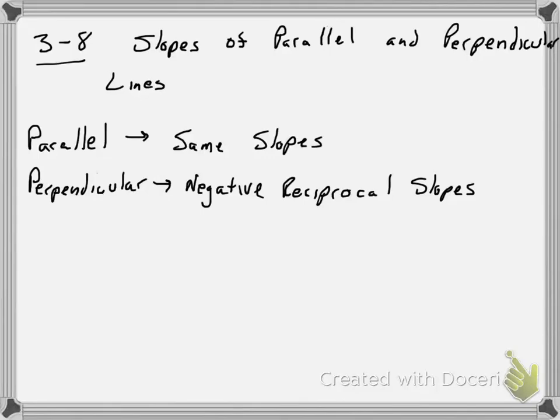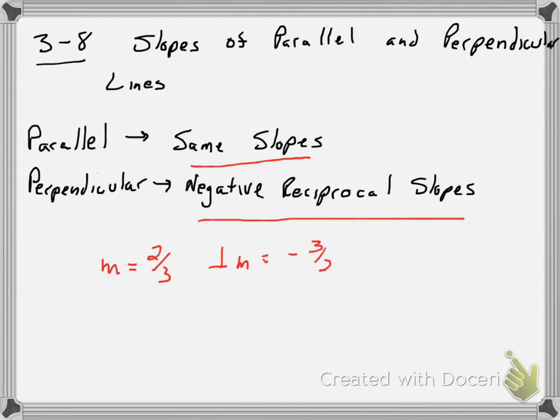Lesson 3 is about slopes of parallel and perpendicular lines. Parallel lines have the same slopes. Perpendicular lines have negative reciprocal slopes. And by negative reciprocals, we're just talking about flip it, take the opposite sign. So if I tell you a slope is 2/3, the perpendicular slope is going to be negative 3/2.